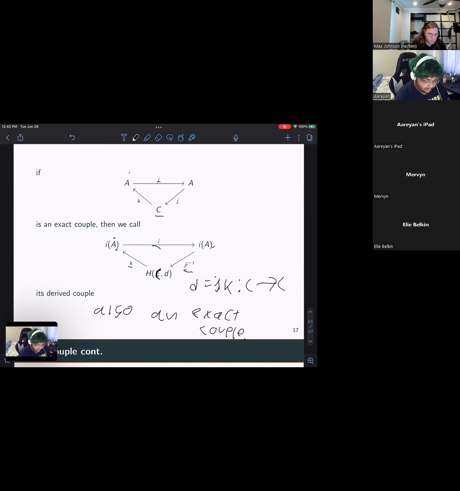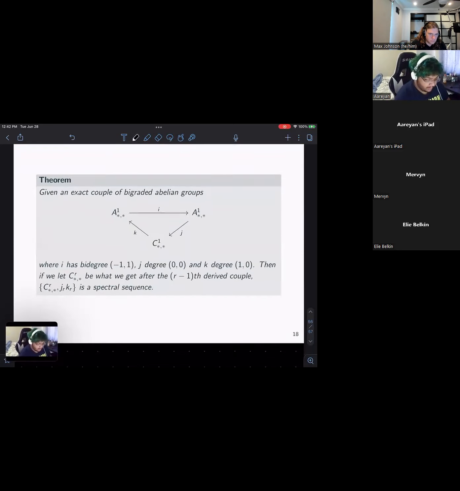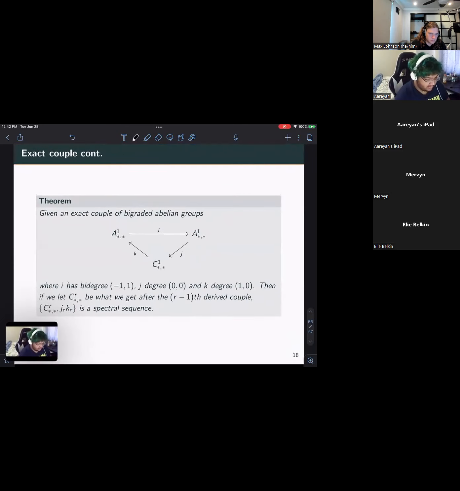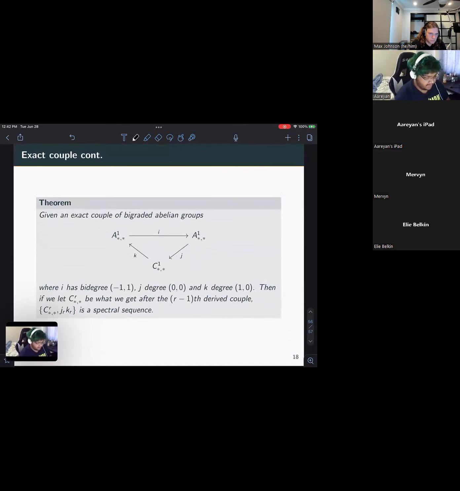Now we go to the last part of this talk, the theorem. Let's say you have an exact couple of bigraded abelian groups, which is what we had, with our homologies. And let's say I has degree (-1, 1), J has degree (0, 0), and K has degree (1, 0).